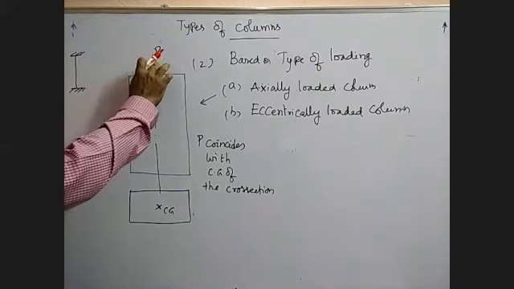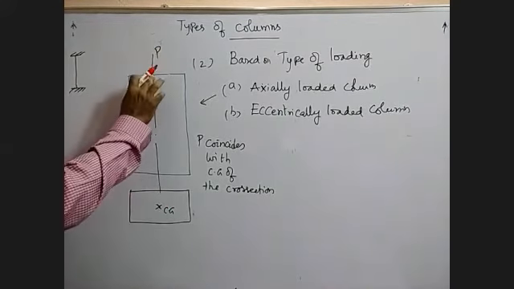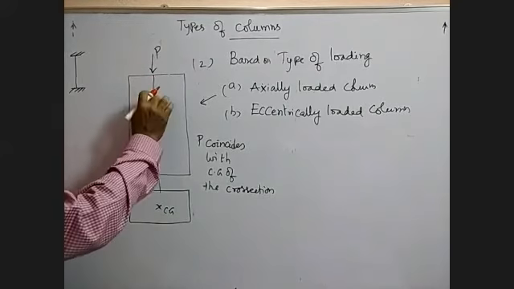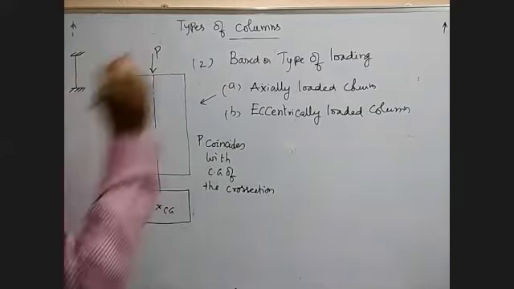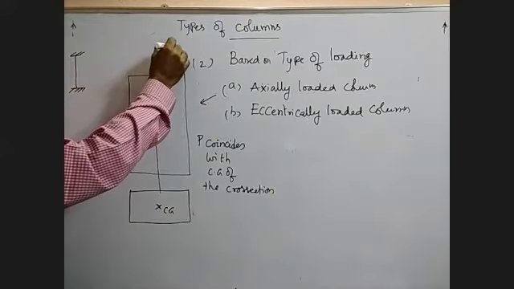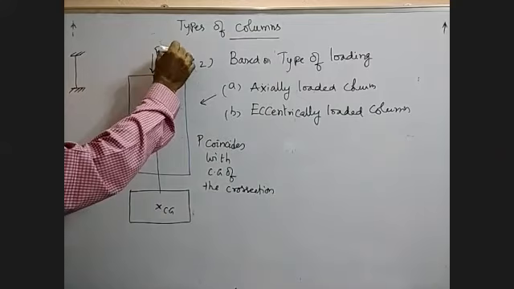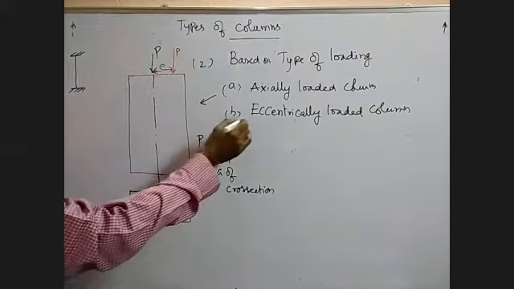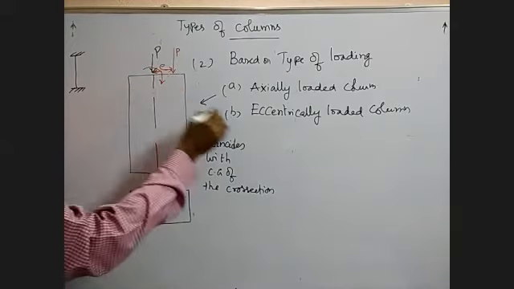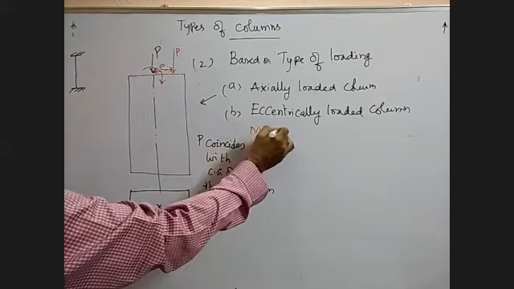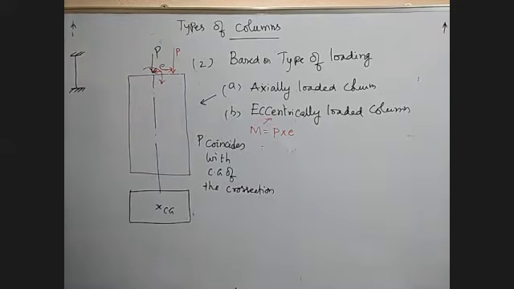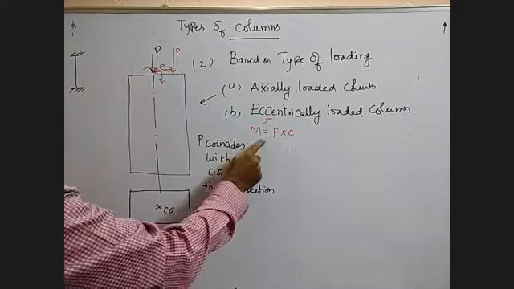See, now you have the P acting exactly at the CG of this section, coinciding with the line of action of this load, the axis of this member, then we call it as an axially loaded column. Now, suppose this P is acting at a distance of e, then we call it as an eccentrically loaded column. You have a moment here, M is equal to force into distance. So this column should be designed for the axial load as well as moment.